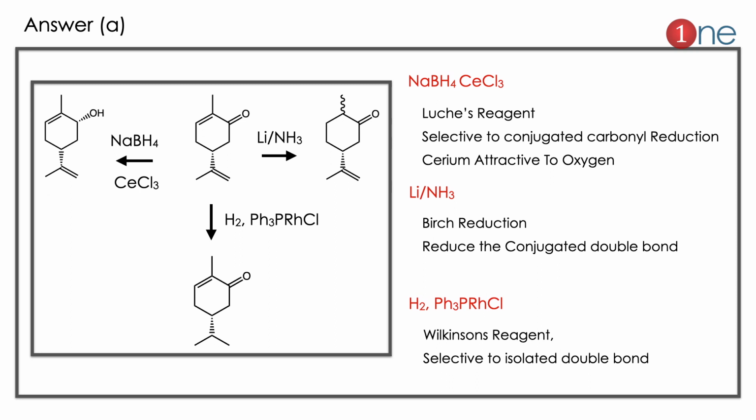Birch reduction is mostly known in benzene. Here also, like conjugated and electron revolving around the system, the conjugated double bond is reduced. Then hydrogen and triphenylphosphine rhodium chloride, this is the Wilkinson catalyst, everybody might know it. It is selective towards only the isolated double bond, because of its complex forming ability. So sodium borohydride and cerium chloride reduce only the carbonyl compound. Lithium and liquid ammonia only reduce the conjugated double bond, and Wilkinson catalyst only reduces the isolated double bond.